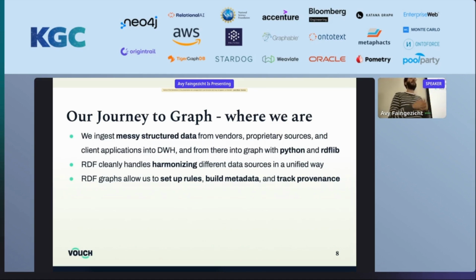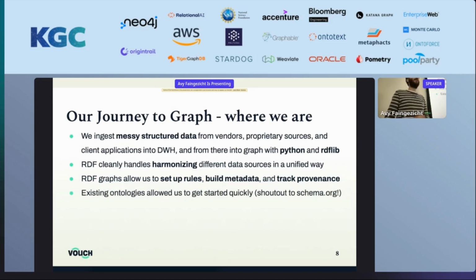And the other thing that we found is that using named graph properties and quads is a really nice way of building up metadata, setting up rules, and tracking provenance to understand where we learned this fact and when we learned about it. And that's become a really nice feature, and we'll talk later about how we use some of that provenance to figure out the correct data about different entities in our system.